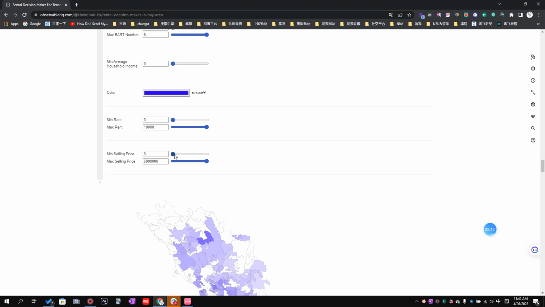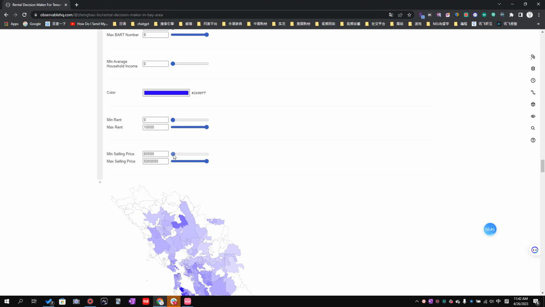And in my case, I will just set the selling price with the minimum number because I want to filter out the areas with missing data or unreasonable data, because I guess in the Bay Area, the average selling price should not be lower than maybe 500,000. So I will set it here to 500,000, and the rent range I will set under 3,600 because my budget is limited.